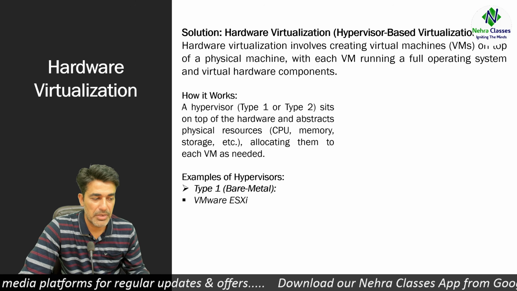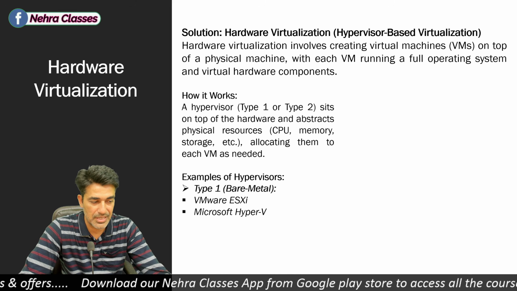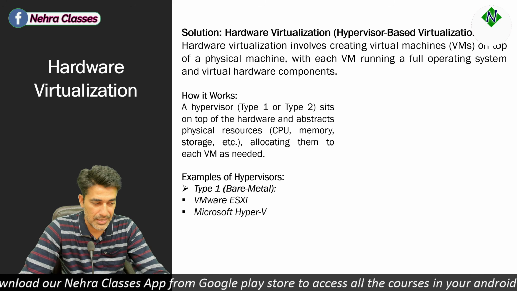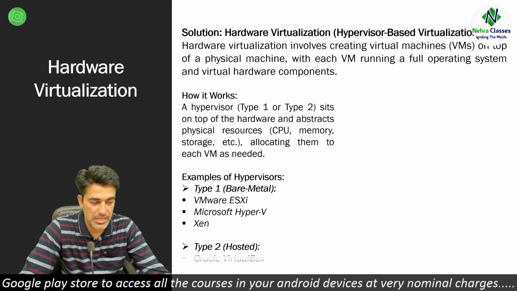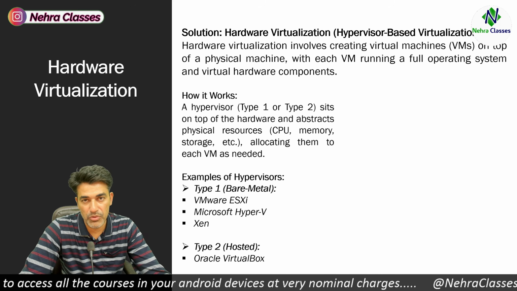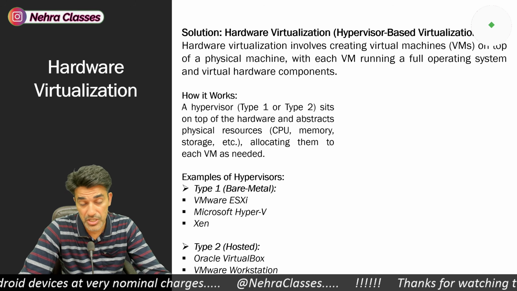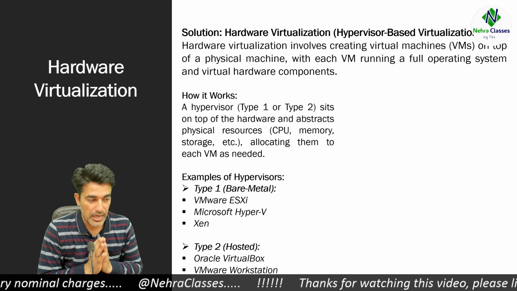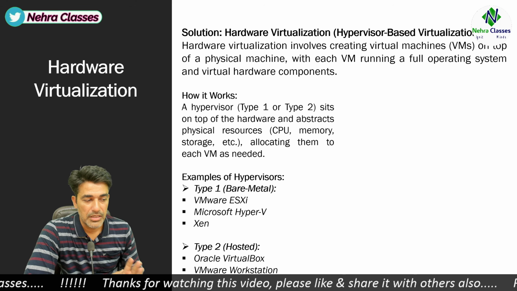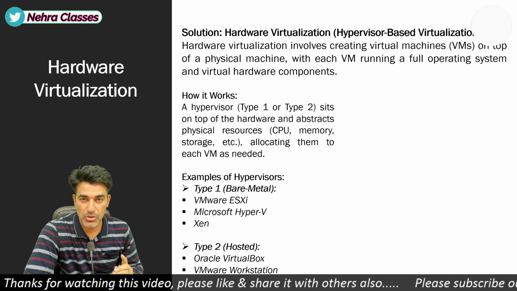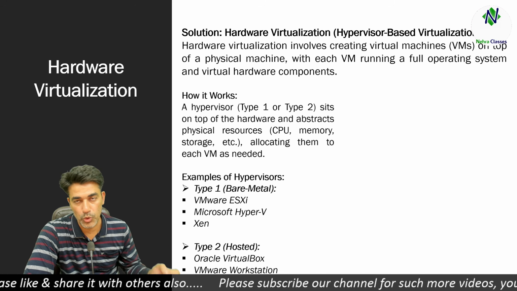Type 1 means bare metal, means this tool is already available with the hardware, like VMware ESXi, Microsoft Hyper-V, Xen. And type 2 hypervisor means it is a software which we can manually install in our host operating system, like Oracle VirtualBox, like VMware Workstation. So if the hypervisor tool is built in your firmware, that is the type 1 hypervisor. If you are installing a software for the virtualization like Oracle VirtualBox or VMware, that is type 2.